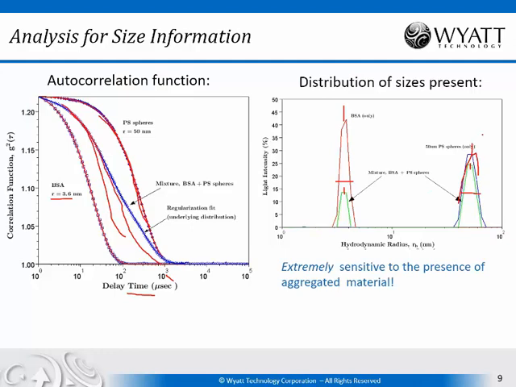Now, dynamic light scattering is very sensitive to the presence of large aggregates, and that's because the light scattering intensity is proportional to the molar mass of the molecules. So if we have a lot of small molecules, for instance BSA, and a very few large aggregates or larger particles such as these polystyrene spheres, the scattered intensity from the larger particles will show up very clearly, as it does over here.